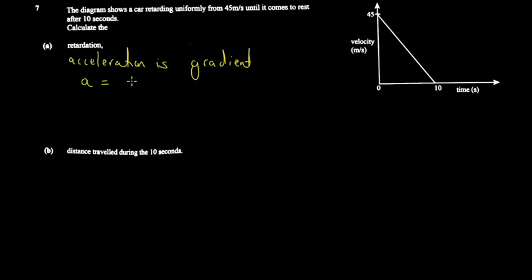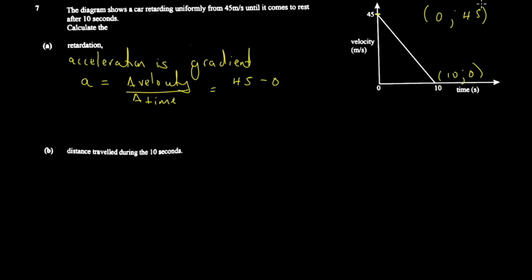So acceleration is equal to change in velocity over change in time. Sometimes you can actually use coordinates, so you can say change in y over change in x. It would still be fine. Change in velocity would be 45 here because it's coming from 45 to 0. You can think of it this way: this point here is (0, 45), and this point here is (10, 0).